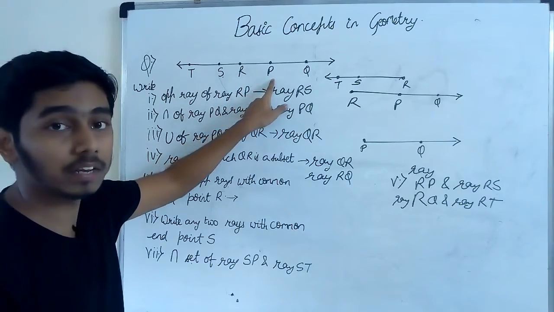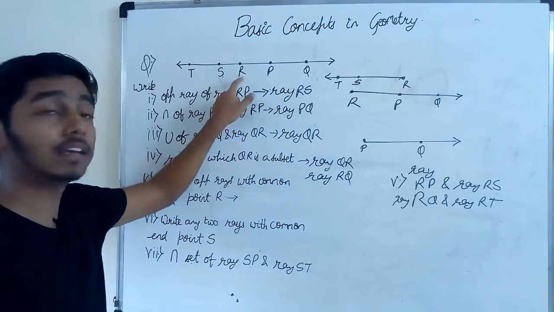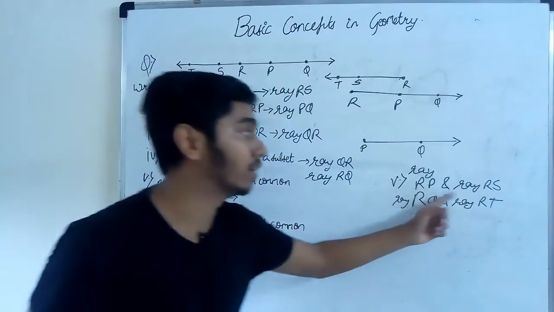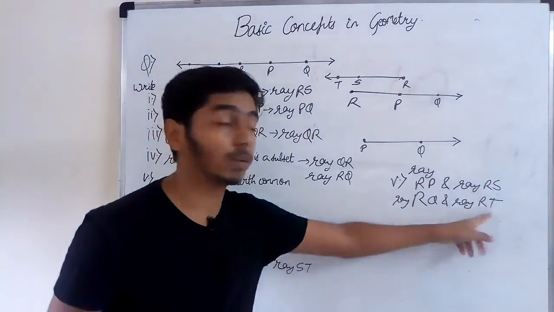So RP is one of the rays. If we take that, then RS will be the opposite ray. So there is a pair which is formed. Same way for this also, RQ and RT.